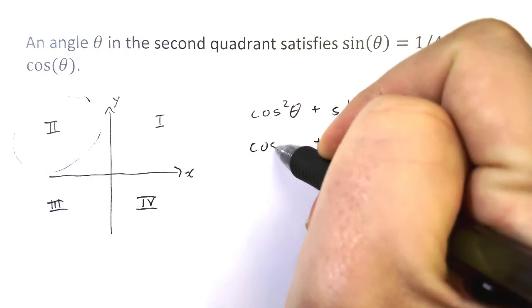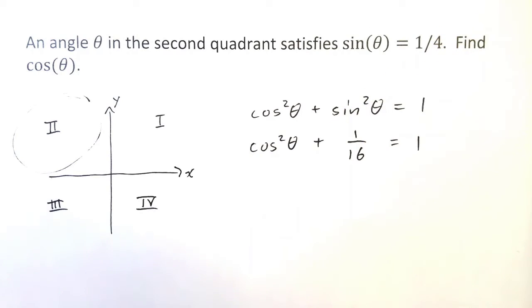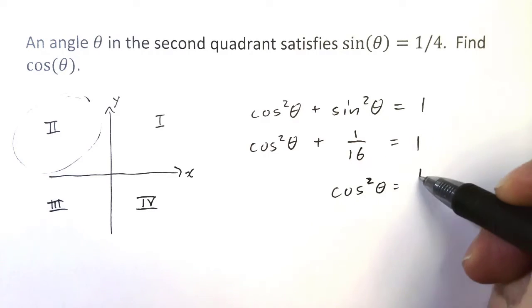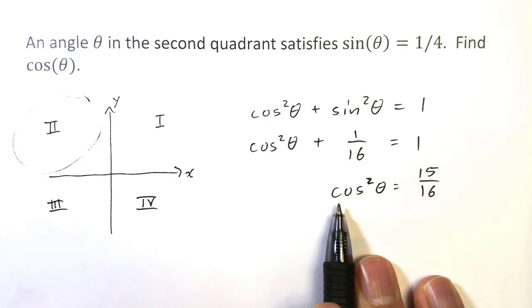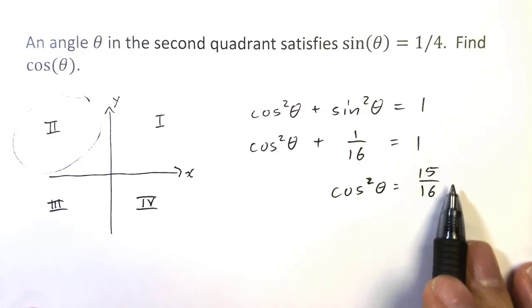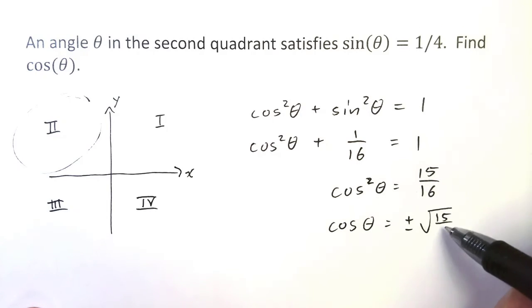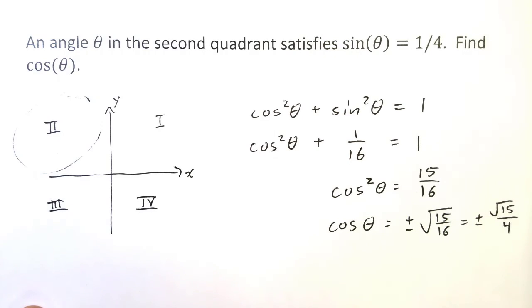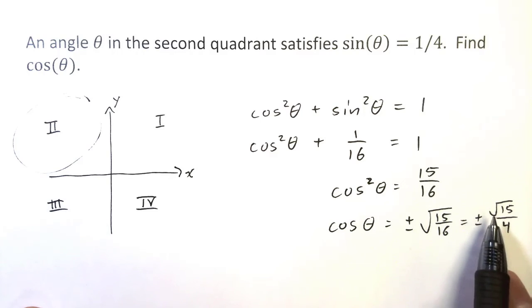So we have an equation that we can use to solve for cosine theta. I'll subtract 1/16 from both sides. That means that cosine theta is plus or minus the square root of this number. Of course this simplifies, because this is the square root of 15 divided by the square root of 16. So it's root 15 over 4. Now it's plus or minus.